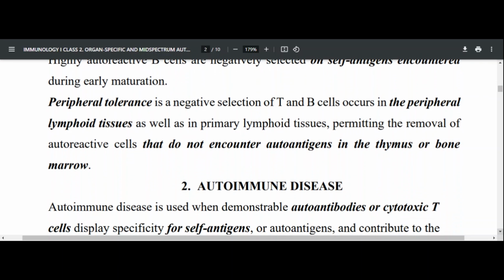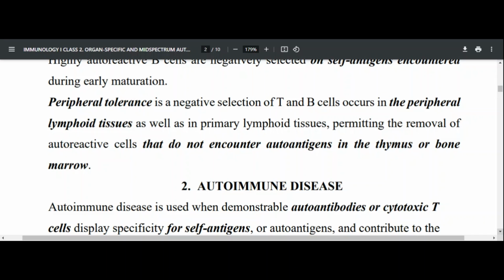For example, any cell that did not encounter autoantigen in the thymus and bone marrow can undergo the second tolerance check in peripheral lymphoid tissues, in order to be eliminated if it is really autoreactive. Now, that's what we call immune tolerance, right? Immune tolerance is the capacity of our immune system to recognize self-antigens and to tolerate them.